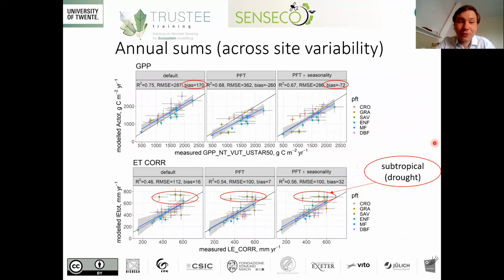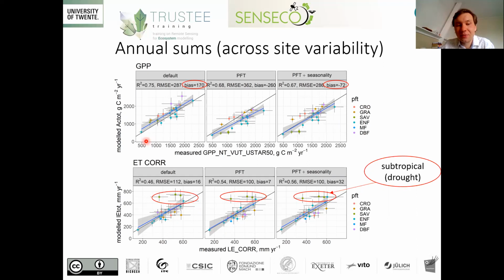It's a good idea to analyze not only daily flux, but also annual sums. So what you can see here is the cross-site variability, measured flux on the x-axis, modeled flux on the y-axis. Each point here represents the average of 2.5 years for a single site. So 1 point, 1 site. And different colors are for different plant functional types.